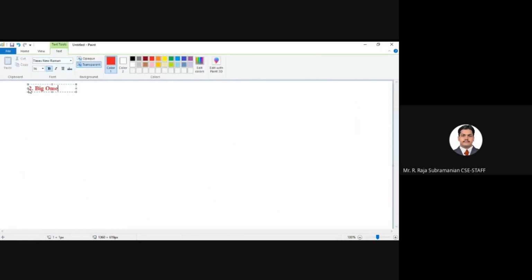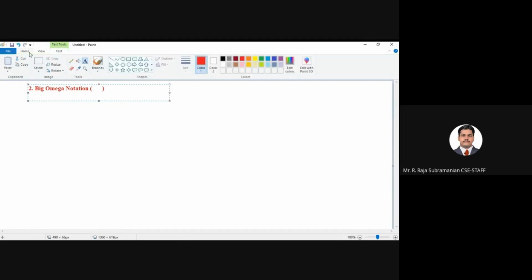Second is big omega notation. As you said, big omega notation is called the best case time complexity. This is omega notation, right. Now can you tell me the definition? I'll draw the diagram. You tell me the notation, or you also help me in drawing the diagram. It is exactly simple as big O, but in the opposite case.